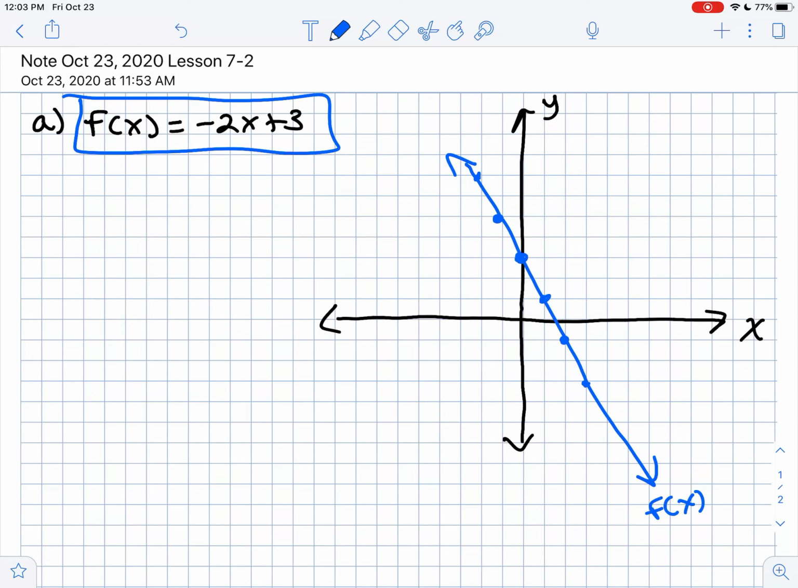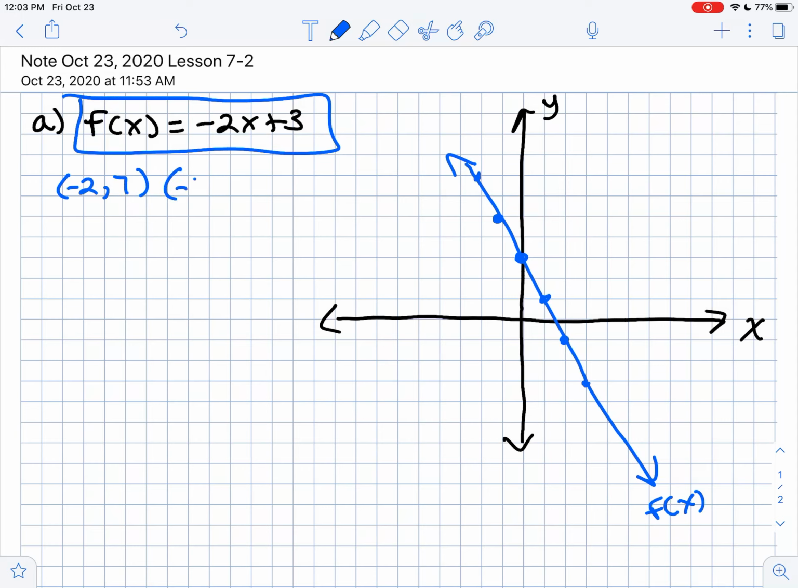And now there's our function, f of x. Okay. What I want to do next is graph the inverse of this function. So one of the things that I could do to graph the inverse is think about the ordered pairs that I have for this function.